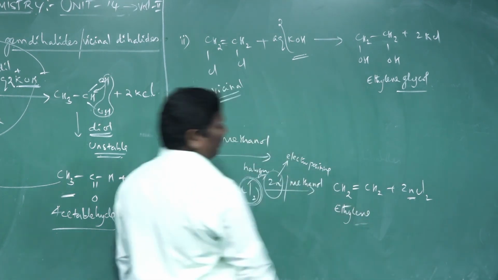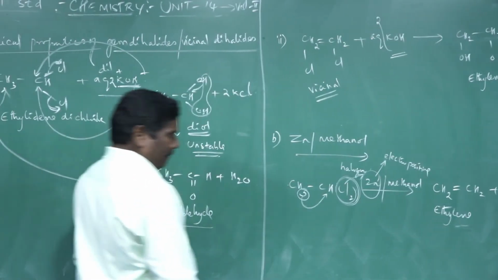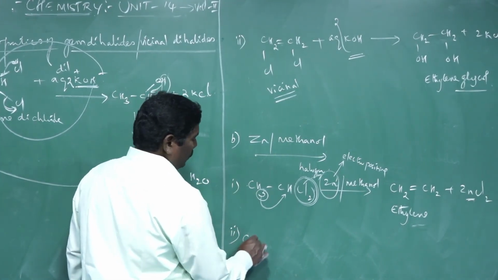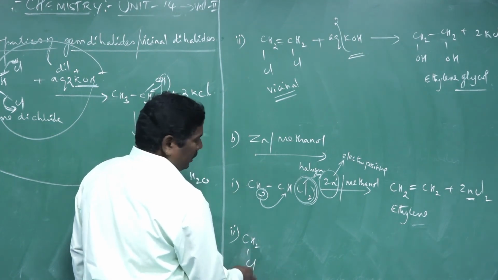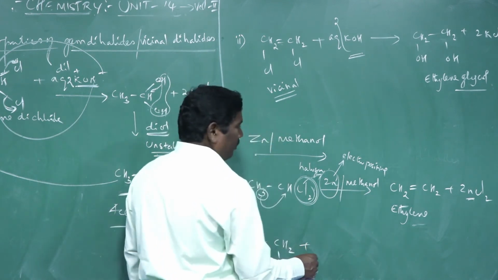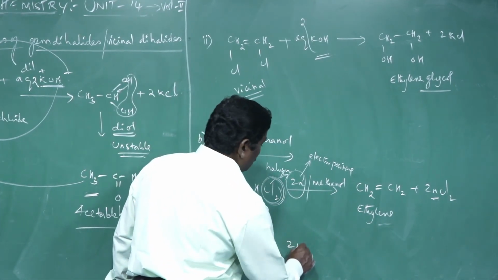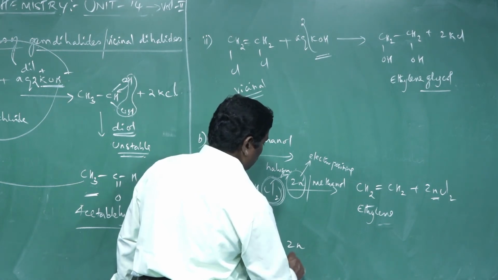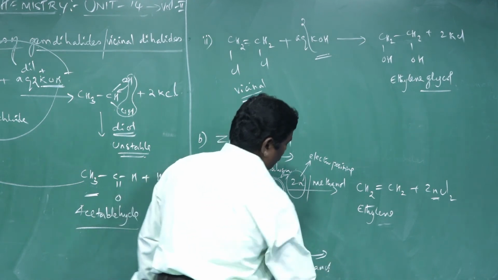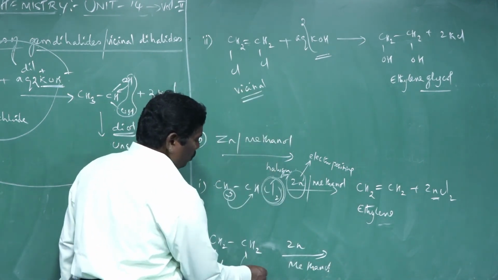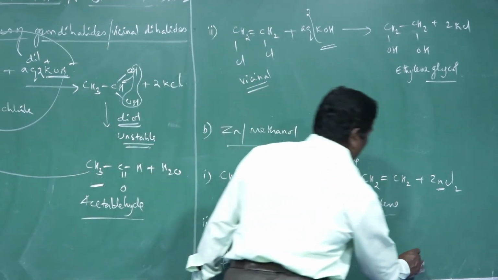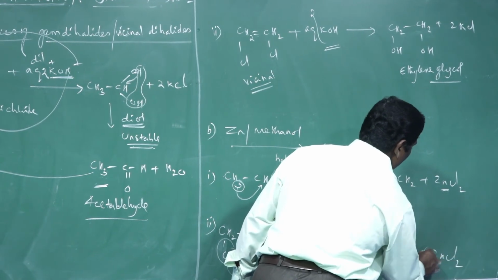This is ethylene. Next we are going to see this is reaction 1, this is reaction 2. We can write ethylene dichloride, then plus the same zinc in methanol. The product formed is called... this halogen is also abstracted by the zinc, and the same compound, ZnCl2, will be formed.